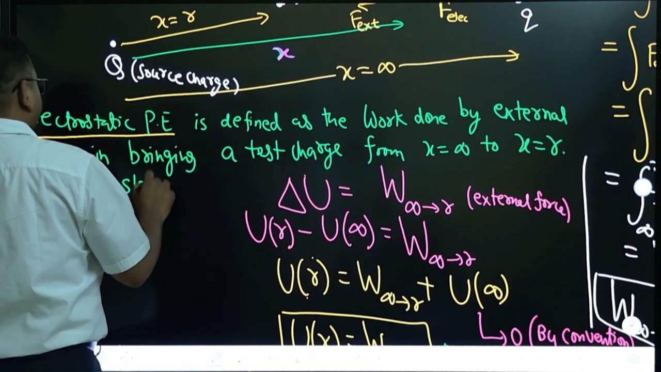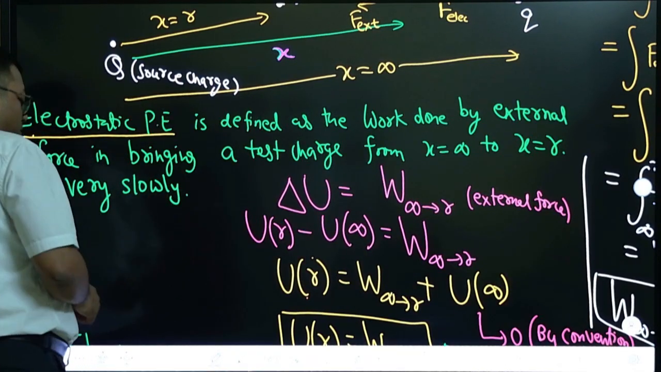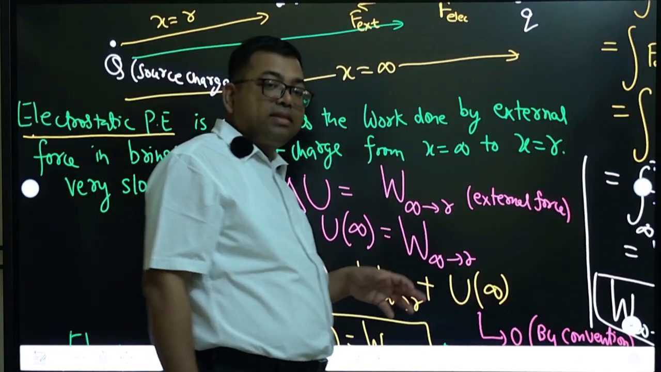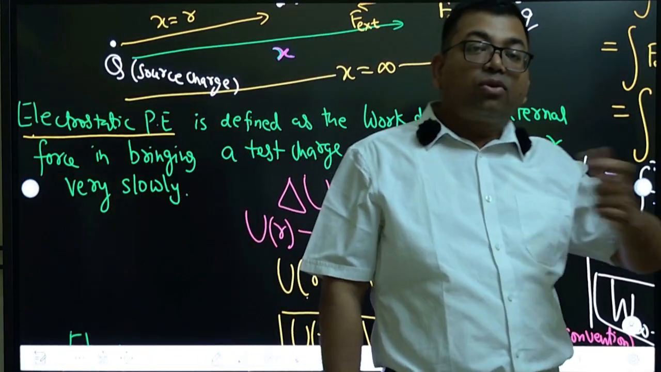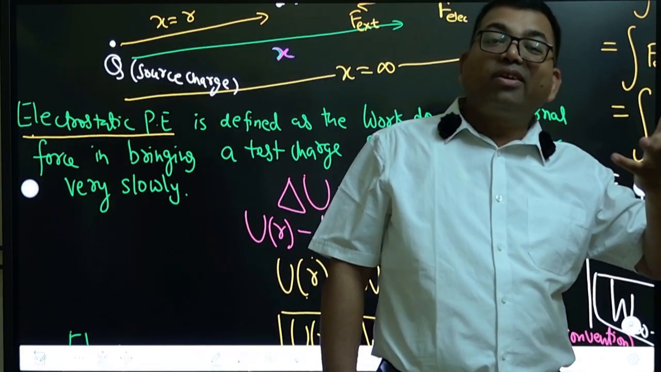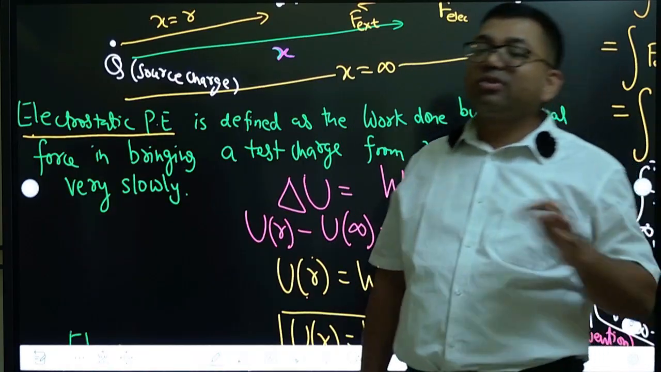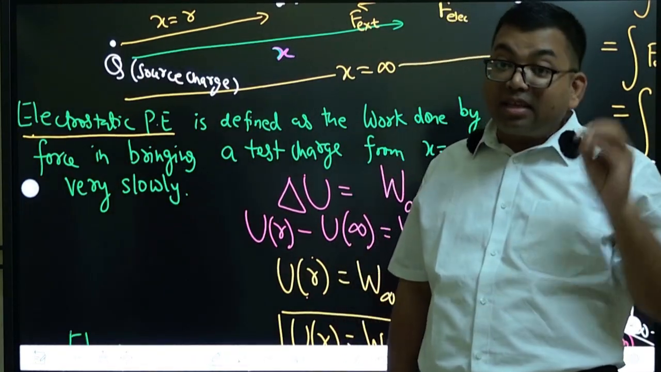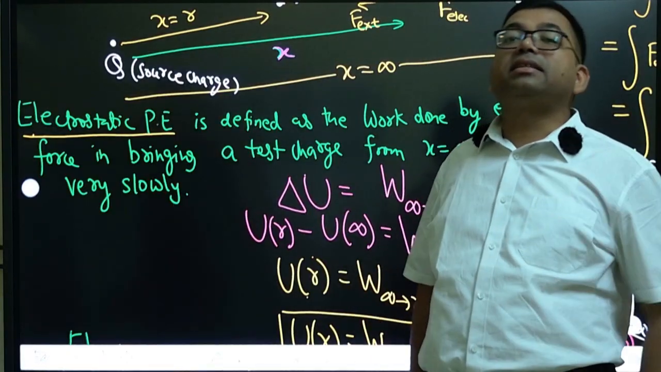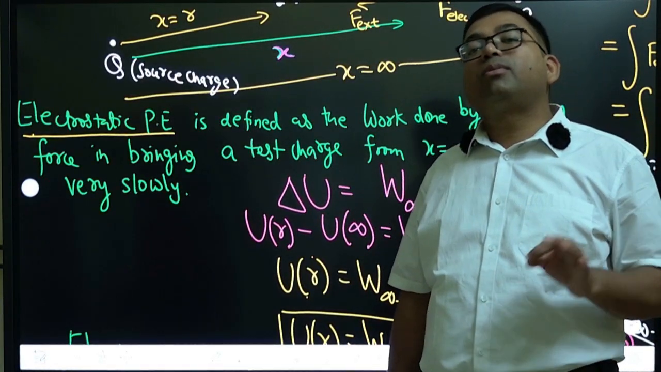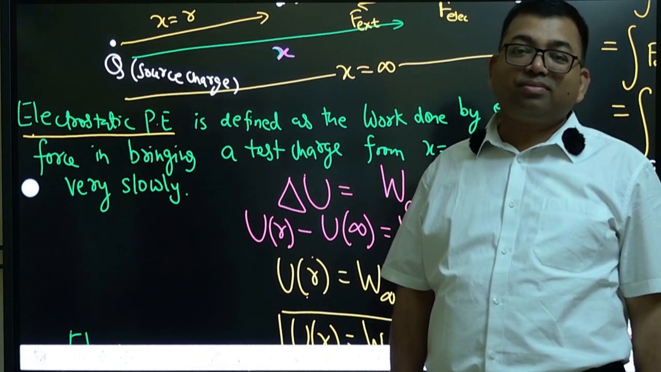Very slowly, or gradually. So why are we saying it like this? Because if you are slowly bringing it, then you are not increasing kinetic energy. Correct? You are slowly bringing it, so you are not increasing kinetic energy. Otherwise, if kinetic energy is changing, then you have to apply the work energy theorem.